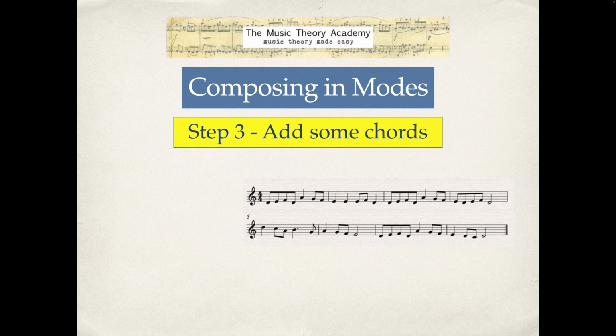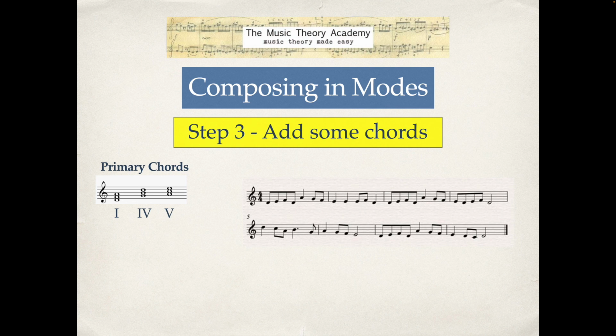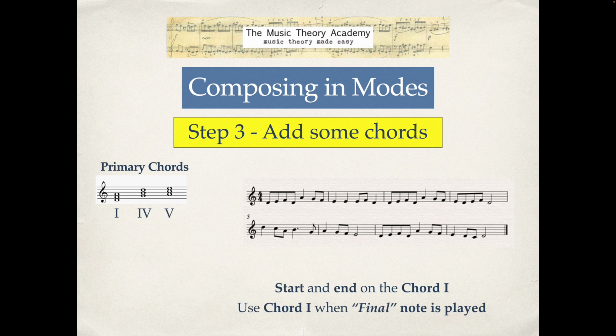We're obviously going to think about the primary chords. If you're not sure about primary chords, I've done a video on primary chords. Check that out before continuing with this one because it will really help you. Primary chords are chord 1, chord 4, and chord 5. I'm going to be looking to use those chords to start with to harmonize this piece. So I'm going to start and end on chord 1.